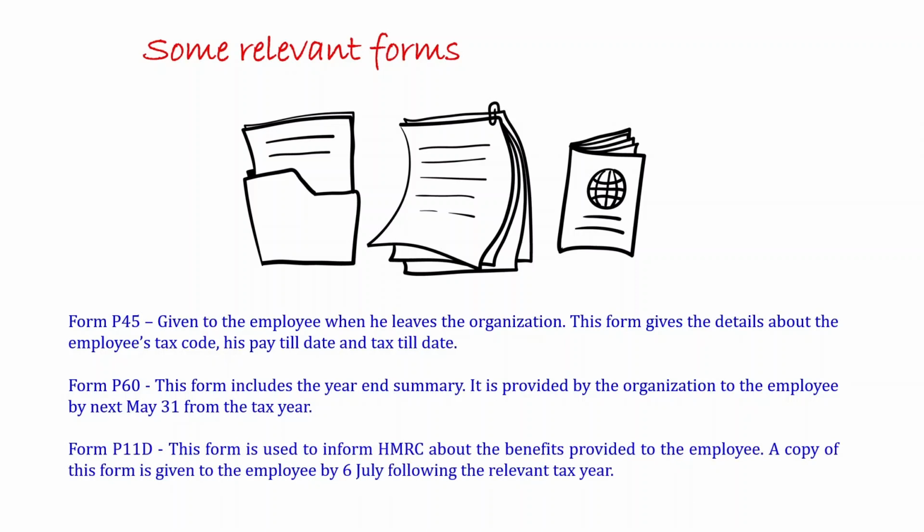Form P11D. This form is used to inform HMRC about the benefits provided to the employee. A copy of this form is also given to the employee by 6th July following the relevant tax year.